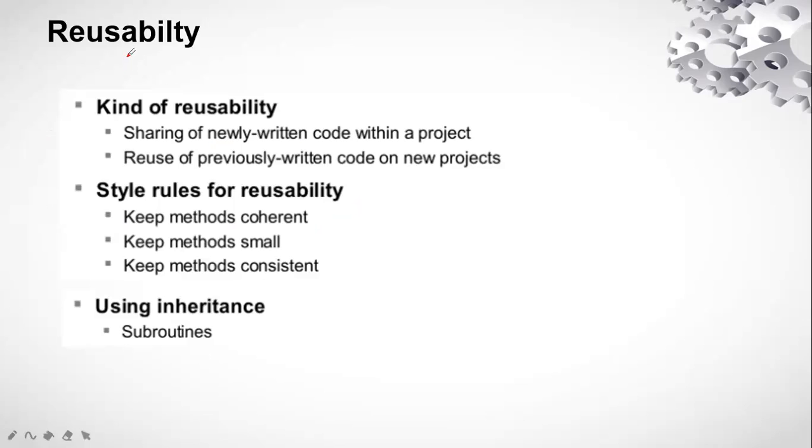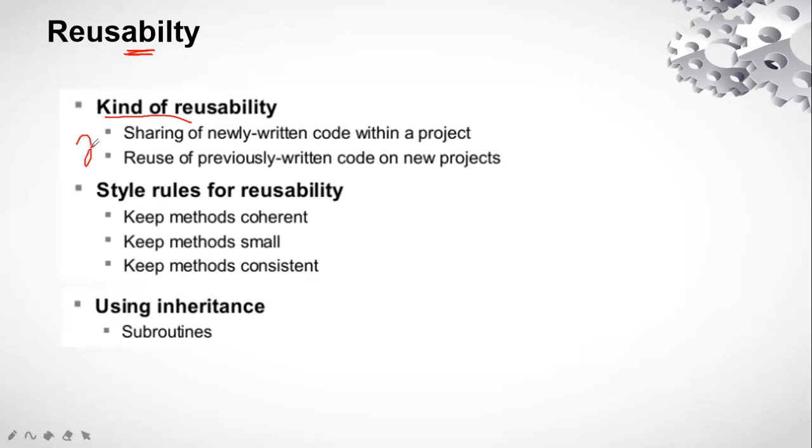So the first one is reusability. What do we mean by reusability? Reusability is when we can reuse a particular thing which was already created and used; we can use it again. Now this reusability can be of two kinds, right? What are the two types?